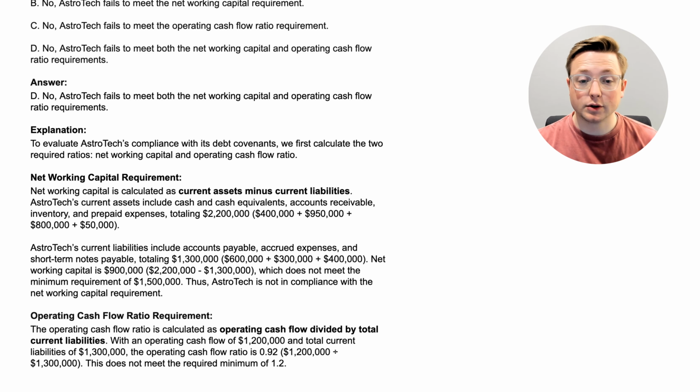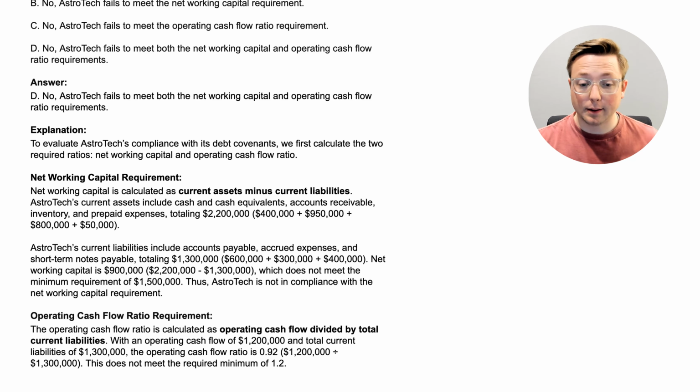To evaluate Astrotech's compliance with its debt covenants, we have to calculate both of them to see if they are in compliance. So the net working capital requirement, remember, net working capital is calculated as current assets minus current liabilities. Their current assets are the cash, the accounts receivable, the inventory, and the prepaid expenses. So you add that all up together: $400,000 plus $950,000 plus $800,000 plus $50,000 is $2,200,000.